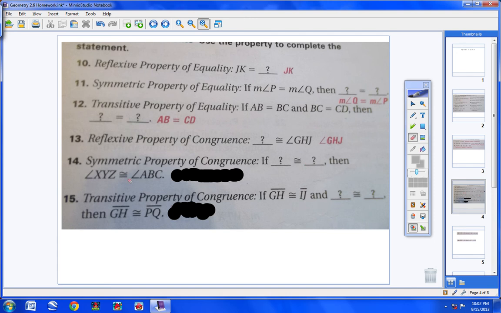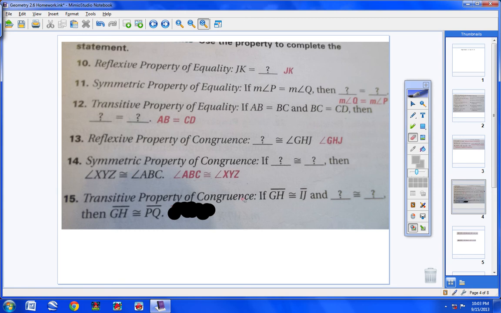All right, symmetric property of congruence. If this, then this. Well, symmetric is when you swap places. So if we're saying angle XYZ is congruent to angle ABC, then we would have started off with: if angle ABC is congruent to angle XYZ, then angle XYZ is congruent to angle ABC.